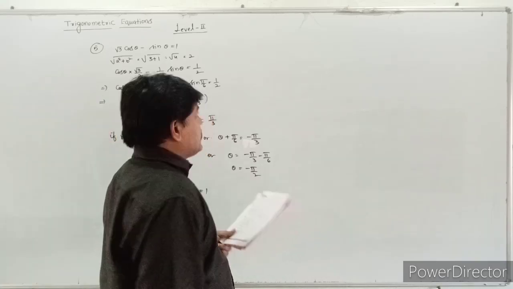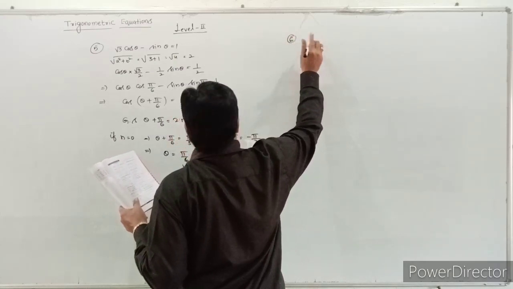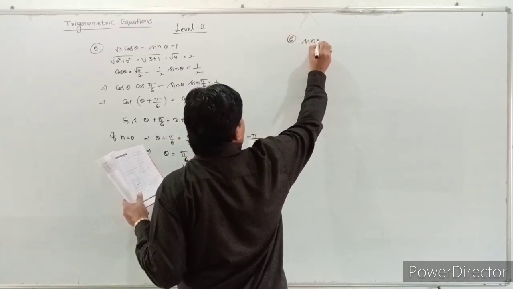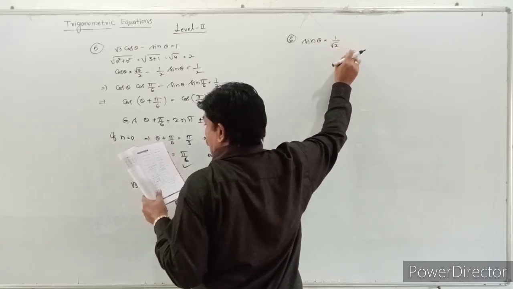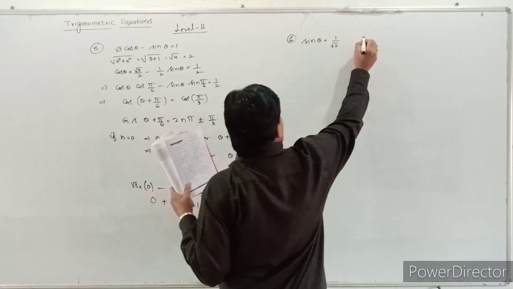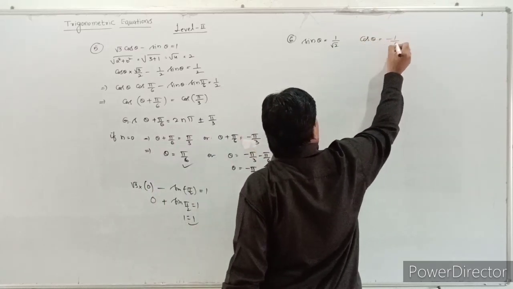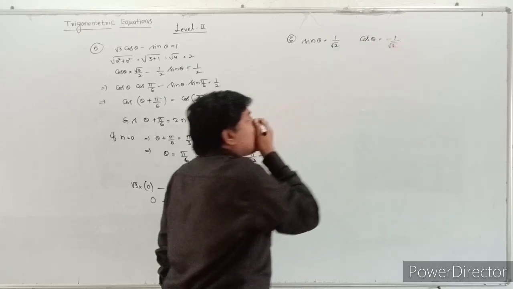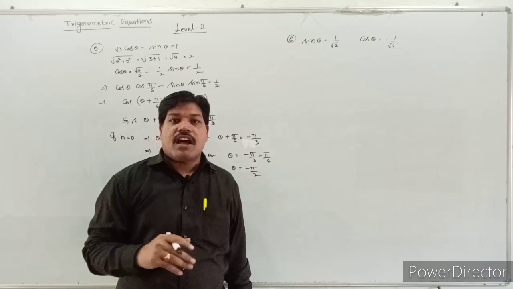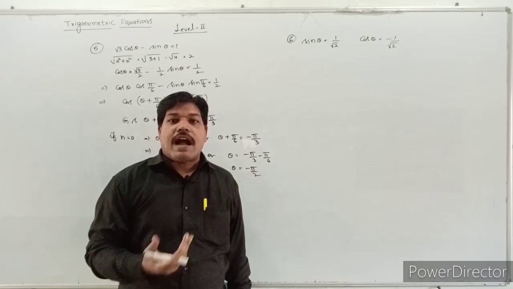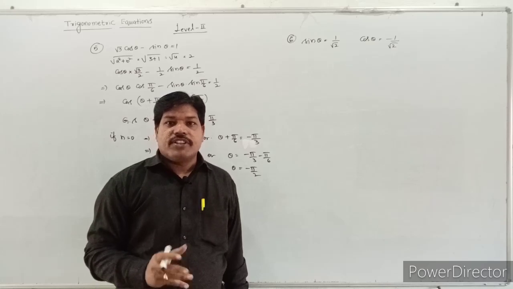Question number 6. So what is the question number 6? Two equations are given: sin theta is equal to 1 by root 2, and cos theta is equal to minus 1 by root 2. So two trigonometric equations are given. They are asking the simultaneous equation. What is the common solution of these two equations?